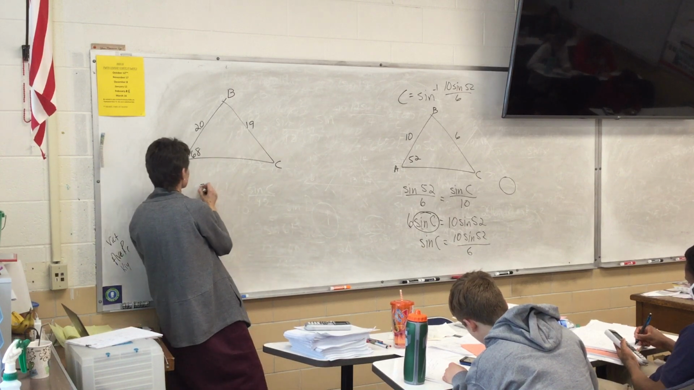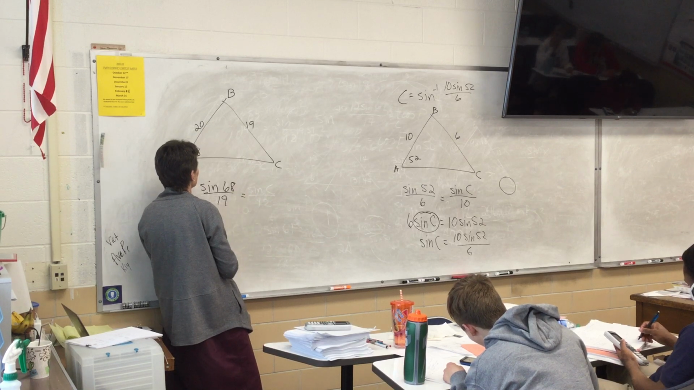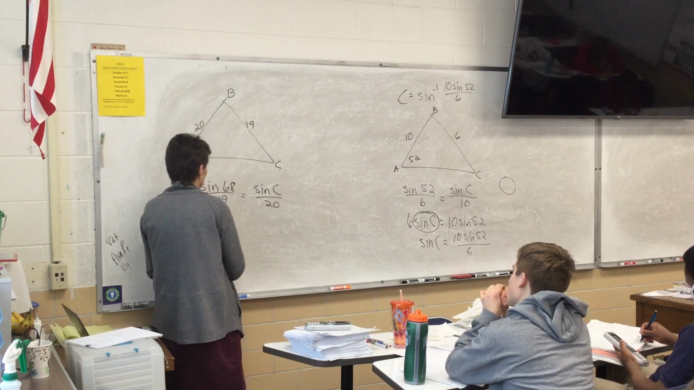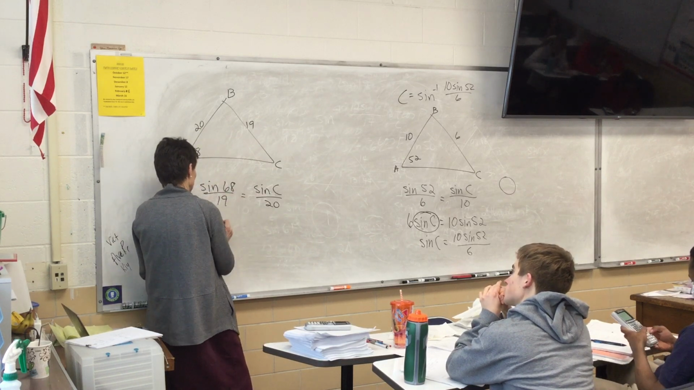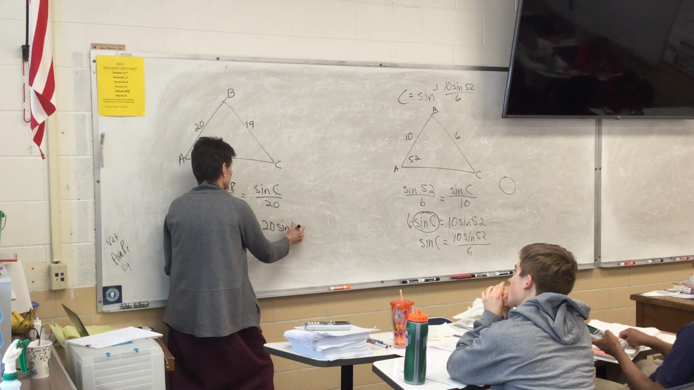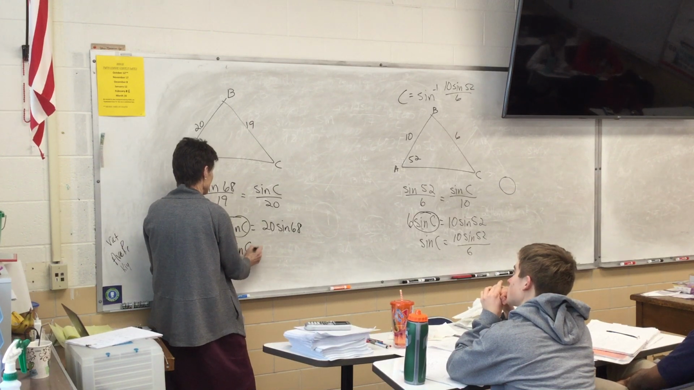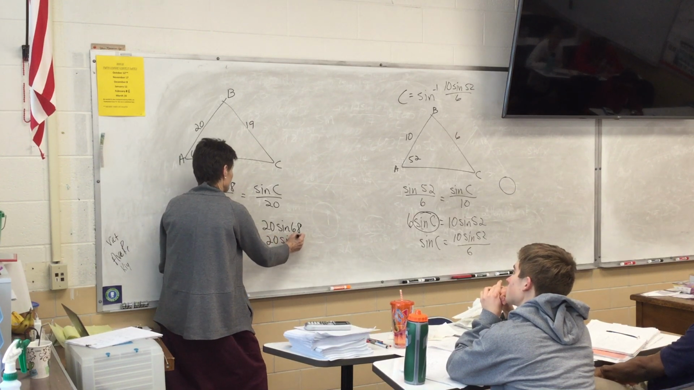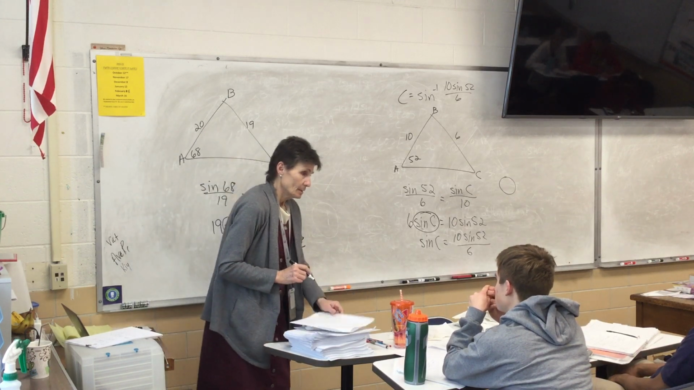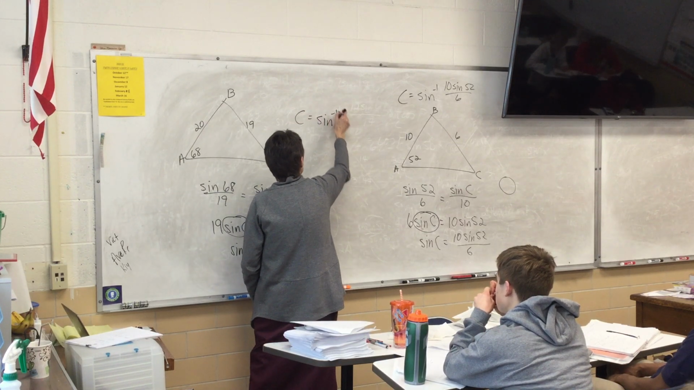All right, so here we go. Sine 68 over 19 equals sine C over 20. So cross multiply, remembering that this is not separable, so we're going to divide by 19.